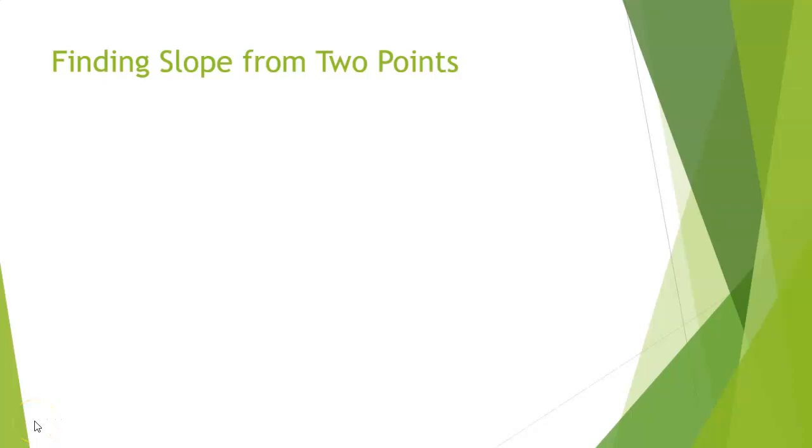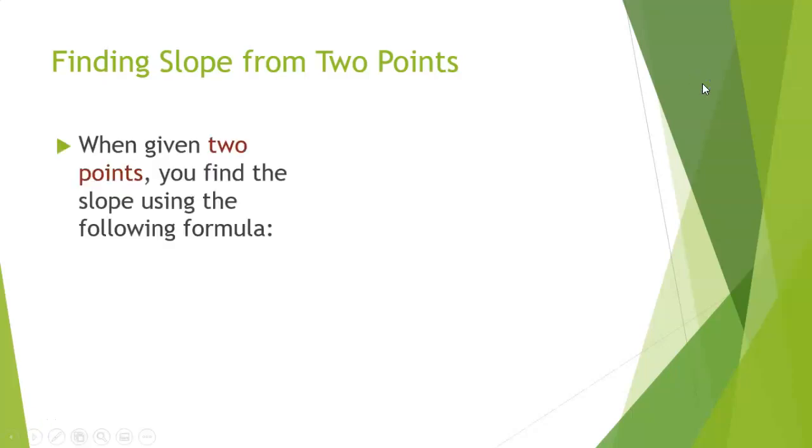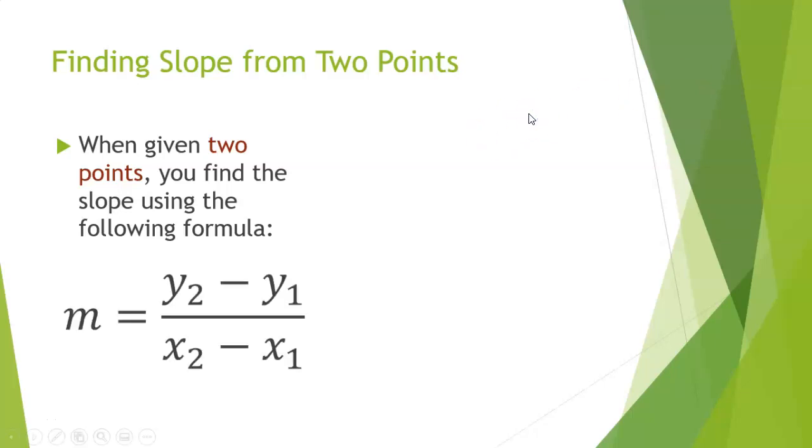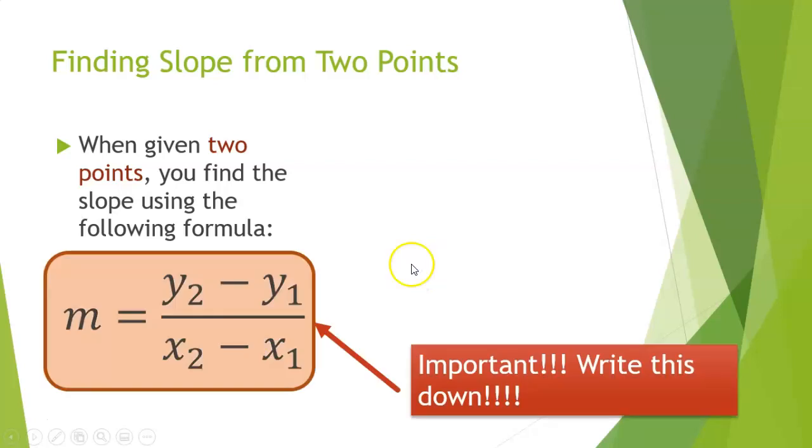Now we will talk about how to find slope algebraically from 2 points. When you're given 2 points, you find the slope using the following formula. M, which represents slope, equals y2 minus y1 divided by x2 minus x1. This is a very important formula. Write it down, put it somewhere safe, tape it to the wall. It is extremely important that you know this formula.